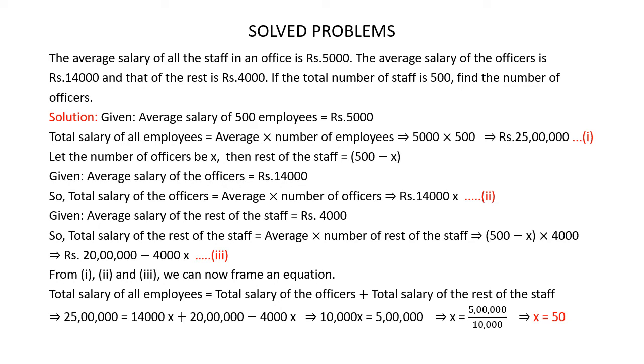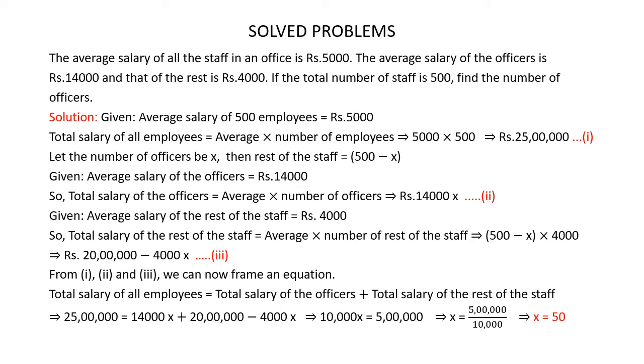Now we are supposed to find the number of officers. So let the number of officers be X. We know that the total number of employees is 500, so the rest of the staff is 500 minus X. Now it's given that the average salary of the officers is rupees 14,000. So total salary of the officers is average multiplied by number of officers, which is 14,000 multiplied by X, which is 14,000x. So the total salary of the officers is 14,000x. This is the second equation.